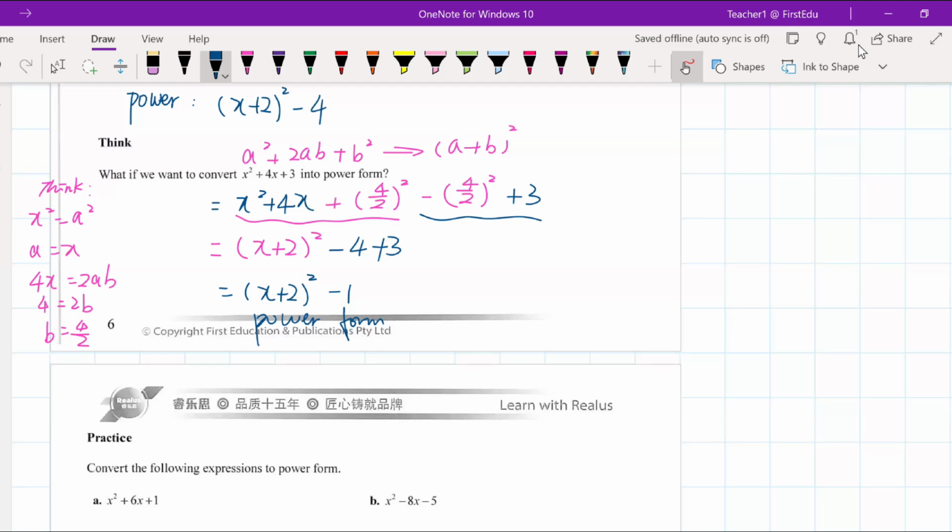What is your a? x. What is your b again? 1, 4, 3. Yep. So 3. And this bracket here is equivalent to these 3. And I just need to do the calculation of this one. And then write down another one. It's always like that. Okay?